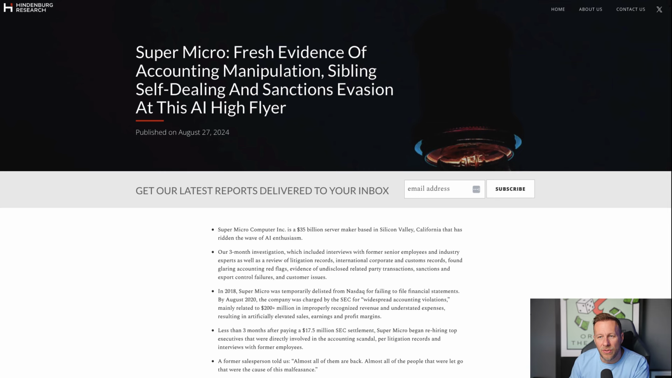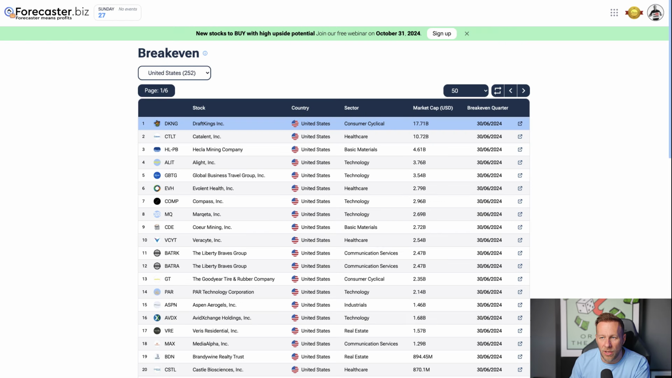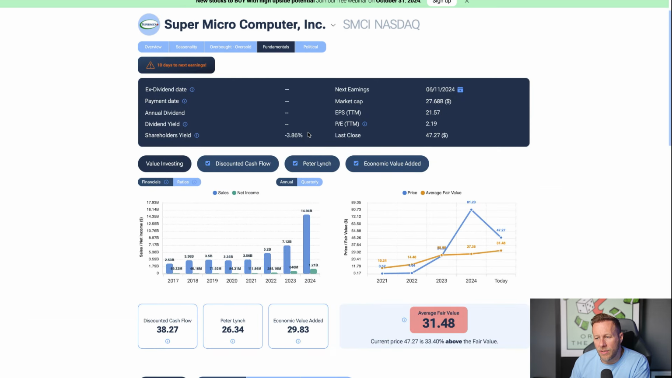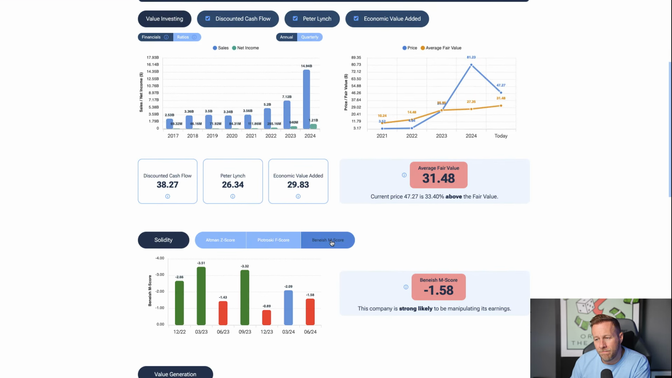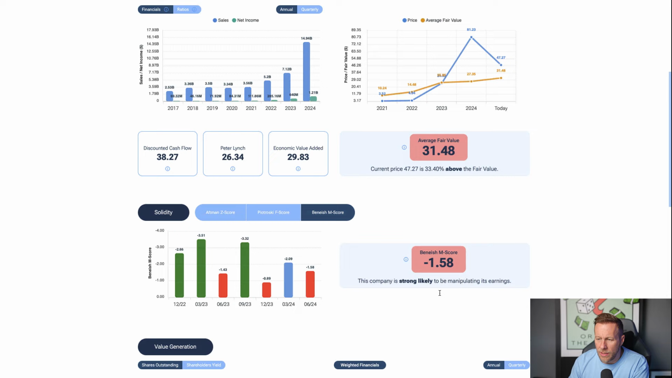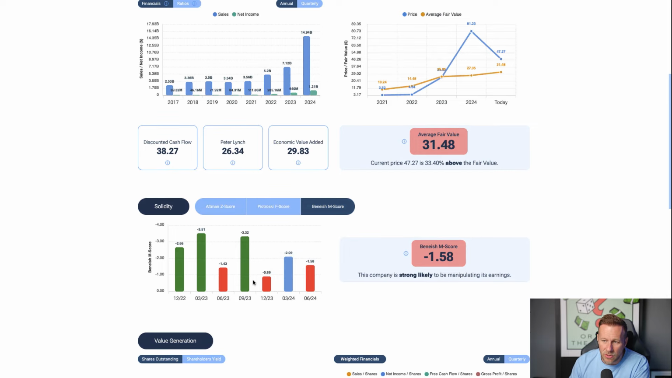But if we go back to the Forecaster and we go to Super Micro, now if we go to the fundamental page and scroll down and look at the Beneish M score, you'll see that there's a strong likelihood that it was manipulating its earnings. Now, if we look at the date on this, this was published on the 27th of August, 2024 for the previous quarter. If we go over to here, you can see that this is the previous quarter, and the Beneish M score is a -1.58. It says the company is highly likely to be manipulating its earnings.